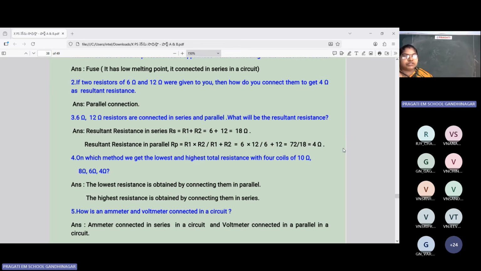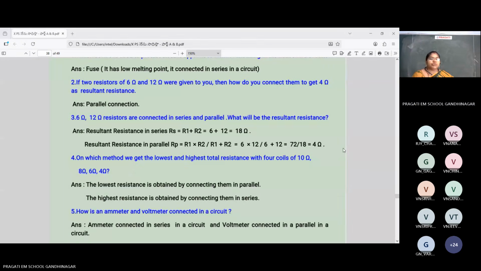If the resultant resistance is less than the individual resistances given in the problem, obviously you have to connect the resistors in parallel. If the resultant resistance is greater than the individual resistances, you have to connect the resistors in series. In series combination, the resultant resistance R is equal to R1 plus R2 plus R3, like that. In parallel combination, 1 by R is equal to 1 by R1 plus 1 by R2 plus 1 by R3, like that. After that, you have to take the reciprocal in the parallel combination. Don't forget to take the reciprocal.